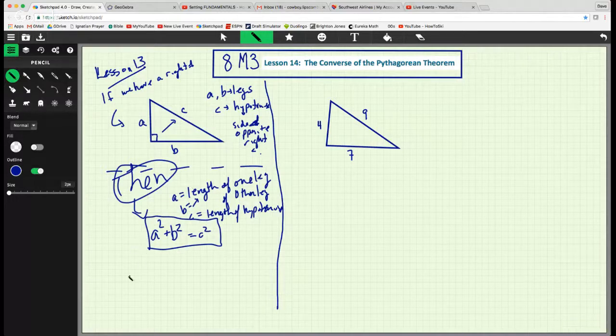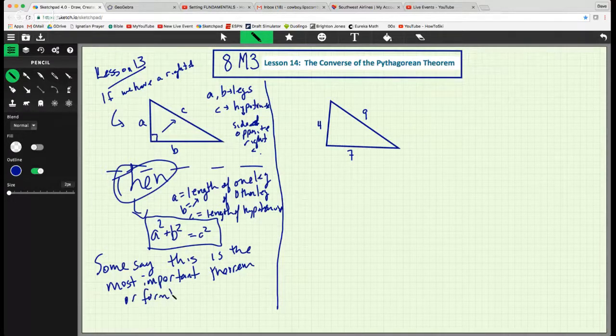Some say this is the most important theorem or formula in geometry. Some say, and it's definitely arguable, and it's probably true. I don't want to get into arguing that there's maybe other ones that are more important or equally important, but everyone would agree that this is at least very, very important.